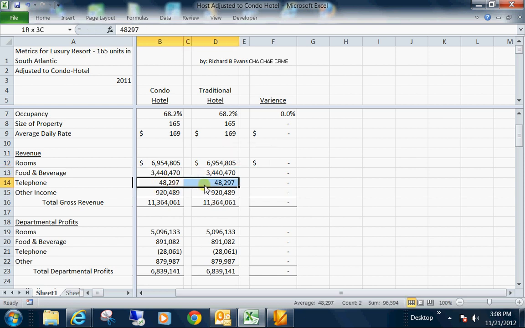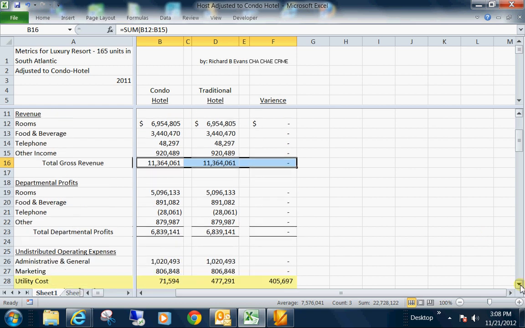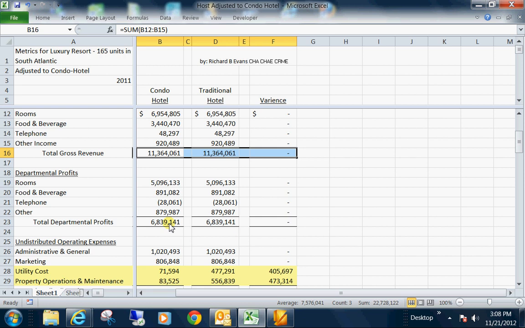Telephone, $48,297, and other income typically would be $920,489. That could include valet, a gift shop, office rental space, a variety of different possibilities. Okay, so your total gross revenue in the building is $11,364,061 average. Now we come down to the departmental profits, shown again in the specific divisions.